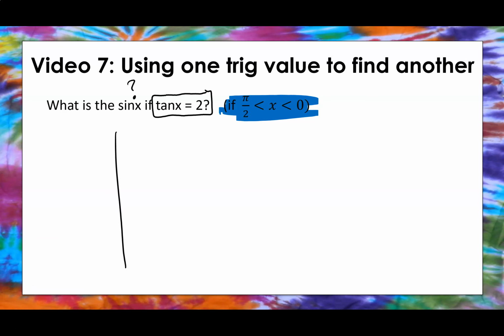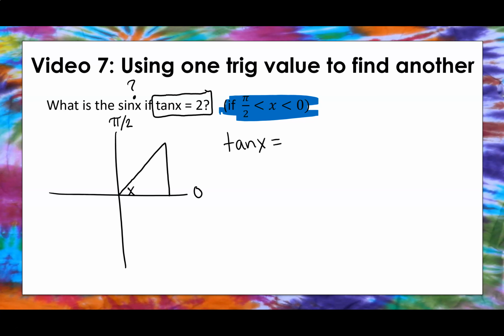Our 0 to pi over 2 is located in quadrant 1, is it not? And so I can erase this, and I can go ahead and draw my triangle in quadrant 1. Why? Well, because it's telling me that we're between 0 and pi over 2. So I'm going to draw my triangle, just like that. And we know that our x is right here. That's our reference angle. And we're told the tangent of x is equal to 2.